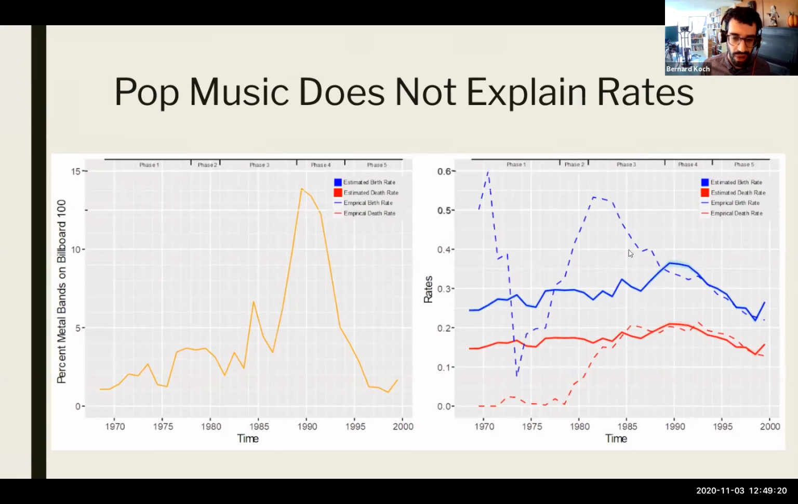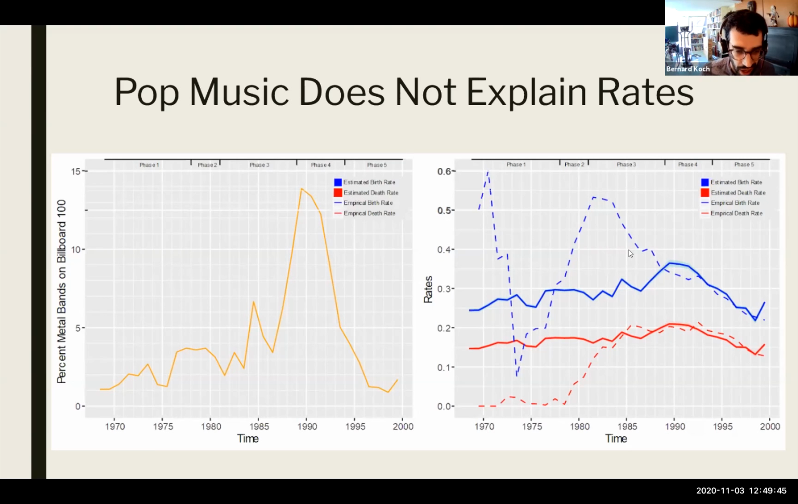Yeah, and so the last model that you can try in analysis 5, which is also in the GitHub, is an exogenous trend. Here the exogenous trend is metal's popularity on the Billboard charts. From 1988 to 1993 you can see popularity spikes, and that's consistent with metal's golden age, and then its replacement by grunge, as popularity declines pretty precipitously in the 1990s.